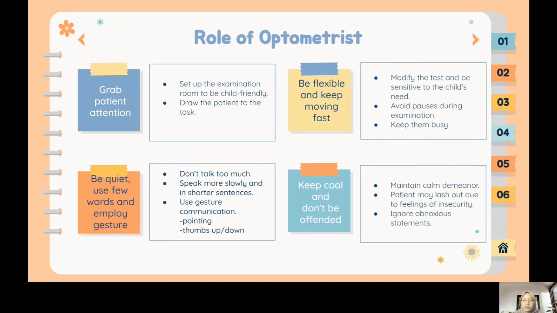Other than that, we can also draw the patient to the task so that they will be more attracted to us. Once you get their attention, you can proceed to other tasks and activities. Next, to conquer the examination, the keys are to be observant, be quick, be flexible and be fun. Use creativity to modify the task and be sensitive to the child's needs. This is important to keep their attention during the test.